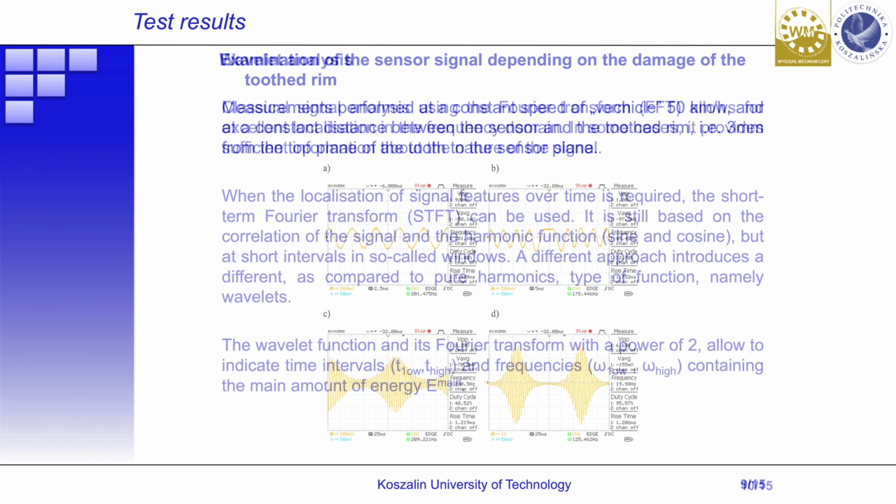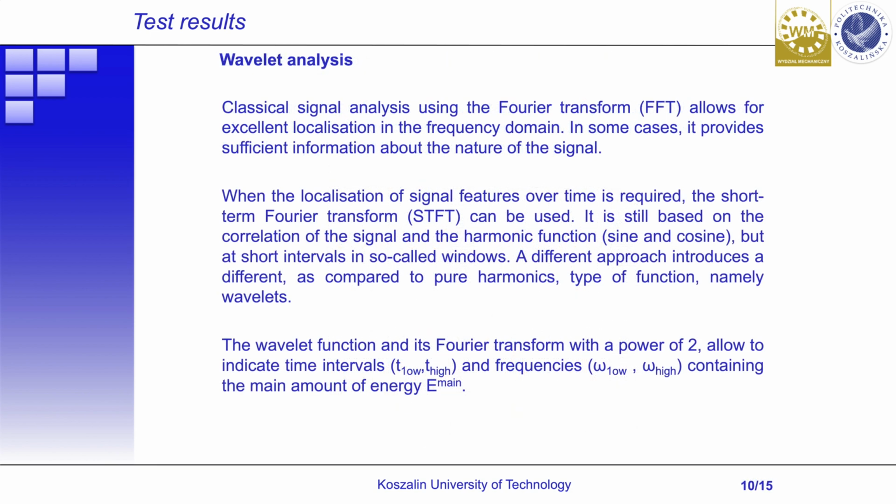Classical signal analysis using the Fourier transform, FFT, allows for excellent localization in the frequency domain. In some cases, it provides sufficient information about the nature of the signal. When the localization of signal features over time is required, the short-time Fourier transform, STFT, can be used. It is still based on the correlation of the signal and the harmonic function, sine and cosine, but at short intervals in so-called windows. A different approach introduces a different, as compared to pure harmonics, type of function, namely wavelets.